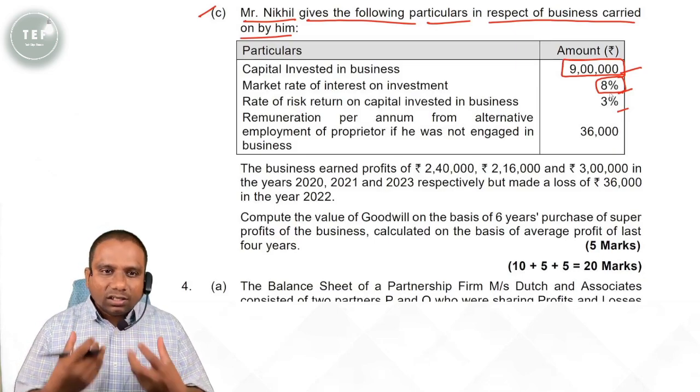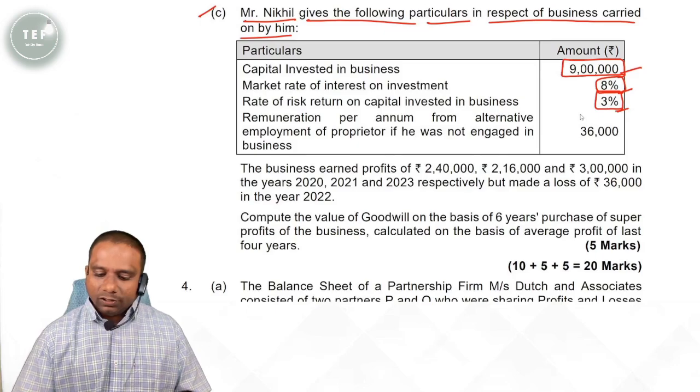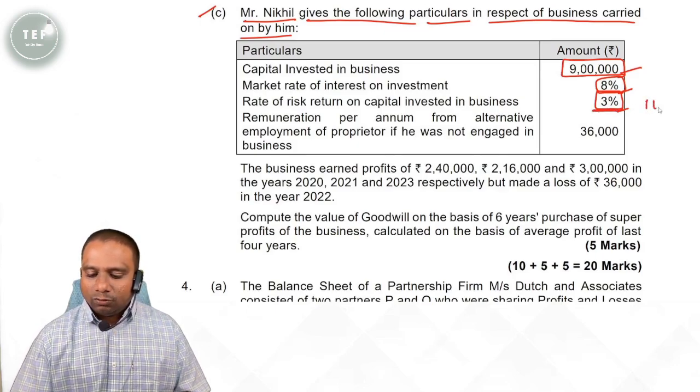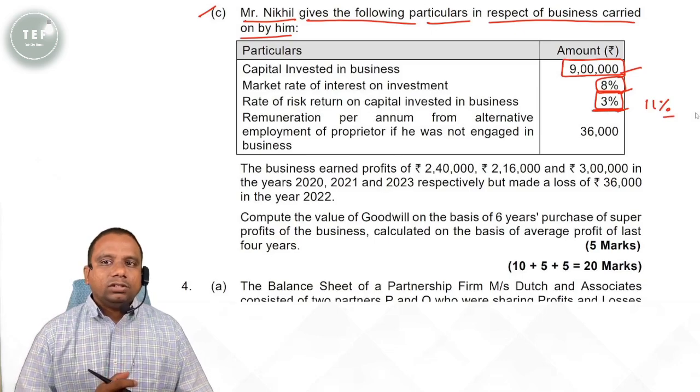So for taking this risk, how much return do I have to earn extra? 3%. So what is the total rate of return I have to earn? Minimum to minimum 11%.